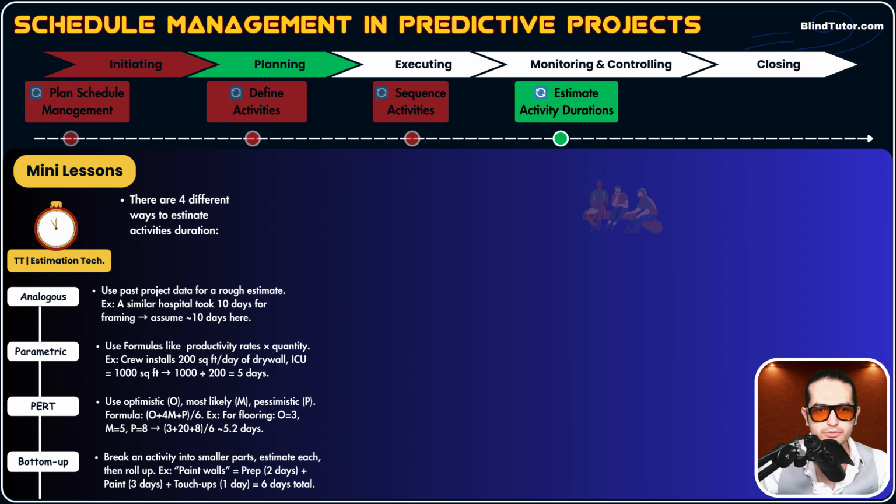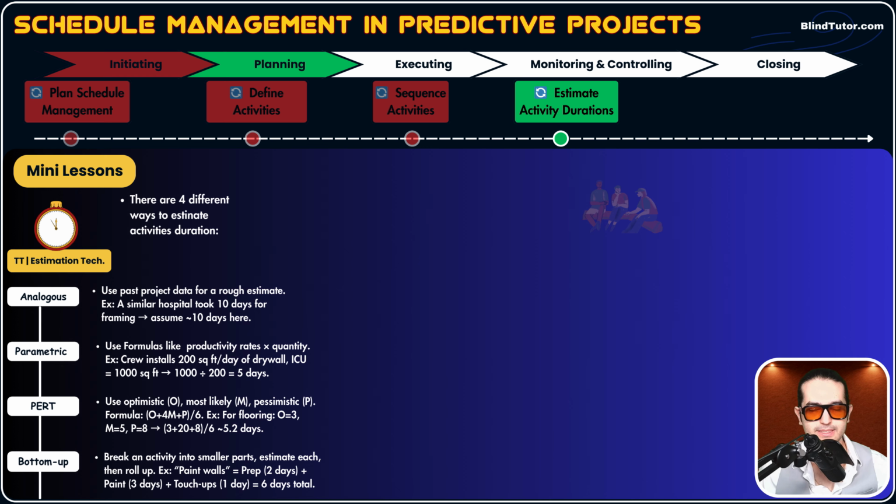For example, we have an activity called paint walls. This is our activity. We break it down into preparation, which takes, for example, 2 days. Painting, which takes 3 days. Then we have touch up, which takes 1 day. Then we sum these 2 days, 3 days, and 1 day. Now we know that the activity of painting walls will take 6 days. This is how we use bottom-up estimation.